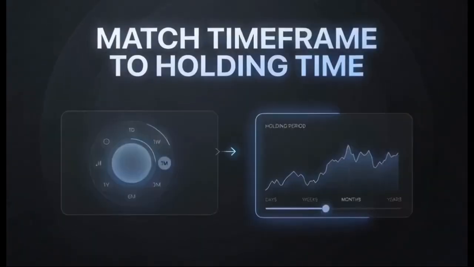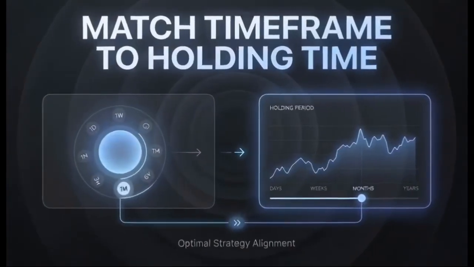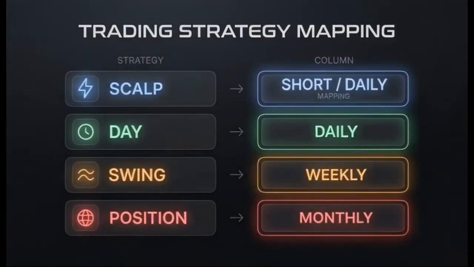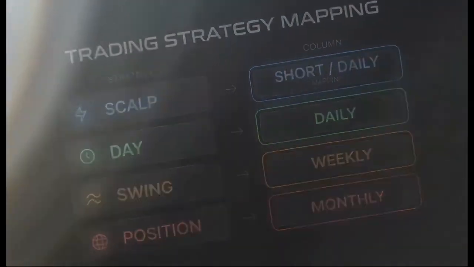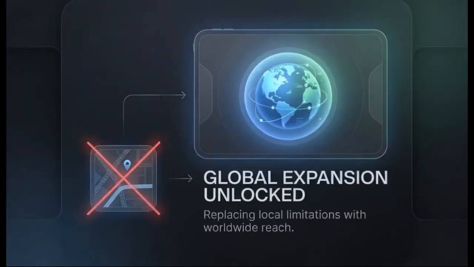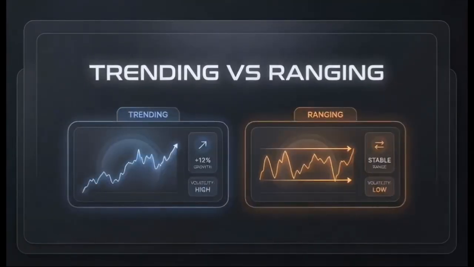So the rule is simple. Match the pivot time frame to your holding time. Scalp with short or daily pivots, day trade with daily, swing trade with weekly, position trade with monthly. Using daily pivots for a 2-week swing trade is like using a street map to plan a cross-country road trip. Wrong scale entirely. Here's a circumstance that flips how you use them.